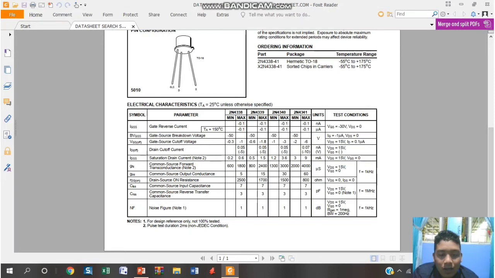and the voltage is at negative 10 volt. Sorry, the drain cut-off current for 2N4341 is 0.07 milliampere, and as you can see, there are very characteristic parameters for this transistor, which we have learned: IGSS, VGSS, VGS, ID or drain cutoff, IDS and IDSS.